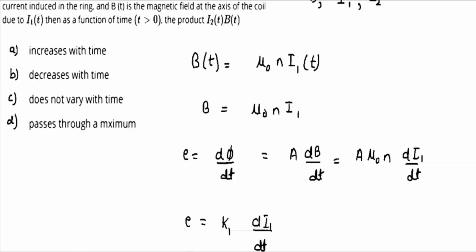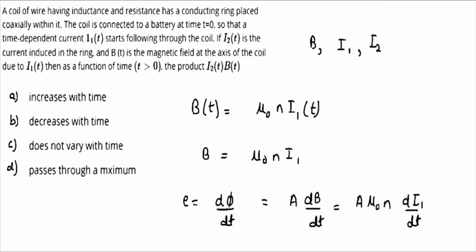So which option would be the correct option for our case? It is not increasing with time every time, nor is it decreasing, and it does not remain constant with time, which is also wrong. So it passes through a maxima. Our correct option would be option D. Hope you have understood this solution. Thank you.